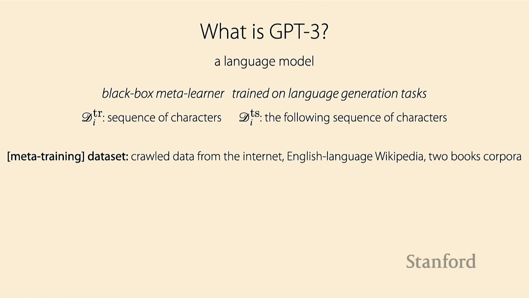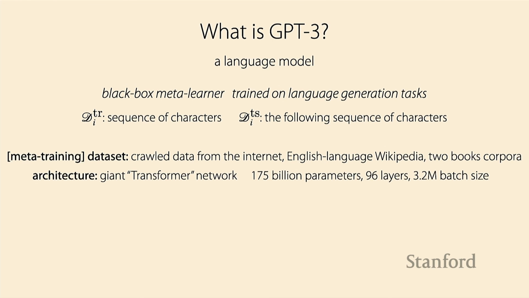The data set corresponds to crawled data from the internet, English language Wikipedia, and two book corpora. The architecture is a very large transformer neural network. By these days' standards it might be considered somewhat small, but in my opinion it's somewhat large. It has 175 billion parameters, 96 layers, and a pretty large batch size.